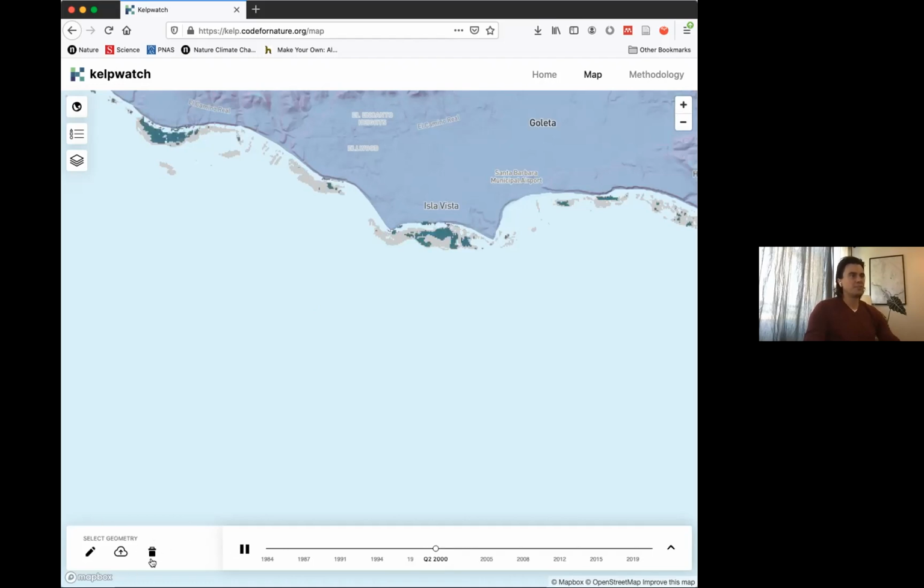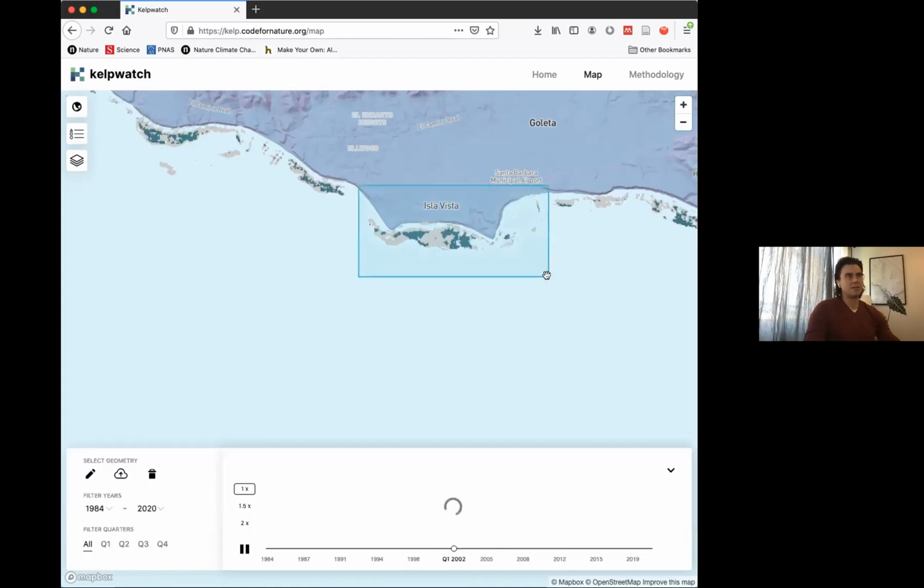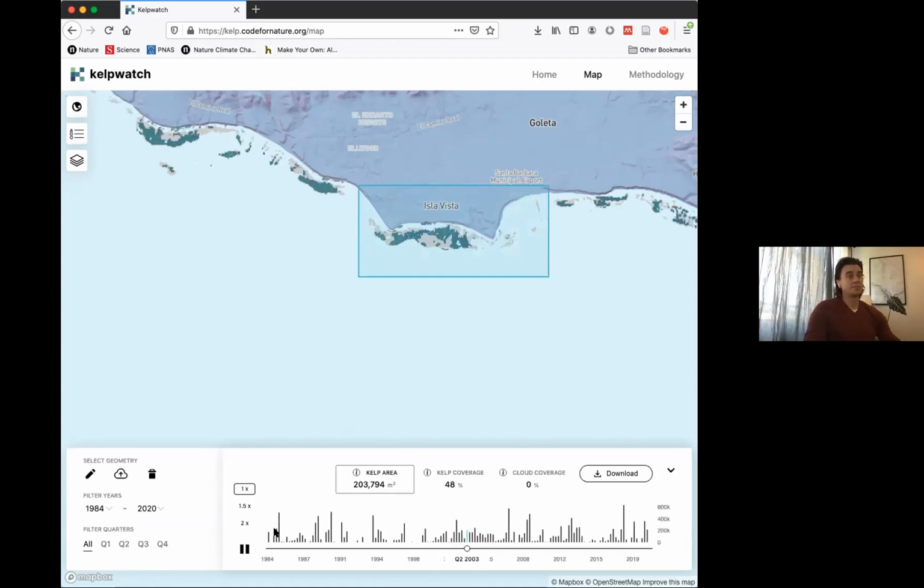Another cool feature of this data set is you can find an area of interest. Let's look at this Isla Vista kelp forest off of UCSB, and this will show a time series. This shows a time series of kelp area for this box of interest, as well as the percent coverage of kelp within our box of interest over the entire time series. We can download this as a CSV for your particular bed. If you have some study at some site and you're trying to document how kelp has varied at that site, you can visualize it here and download the actual data with this tool.